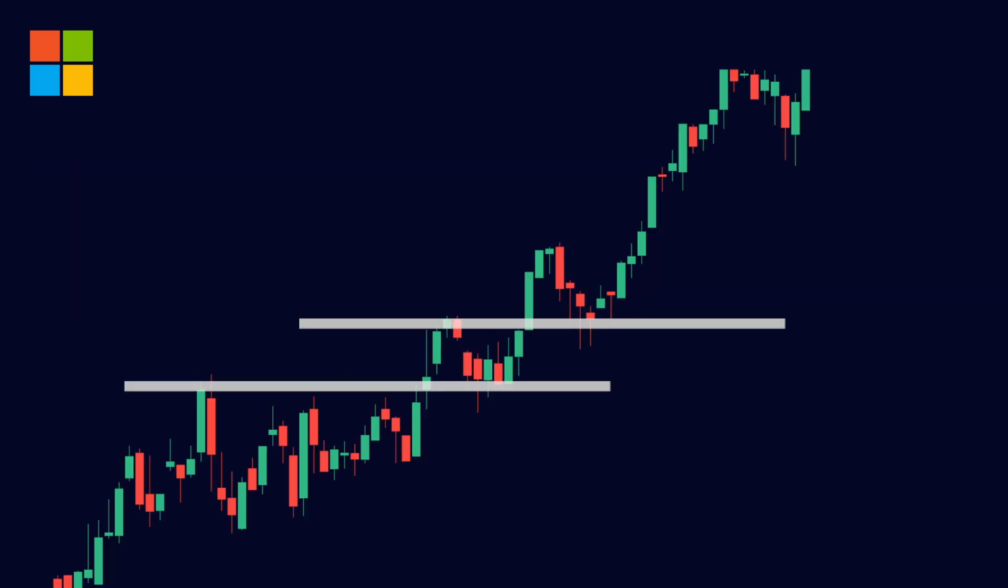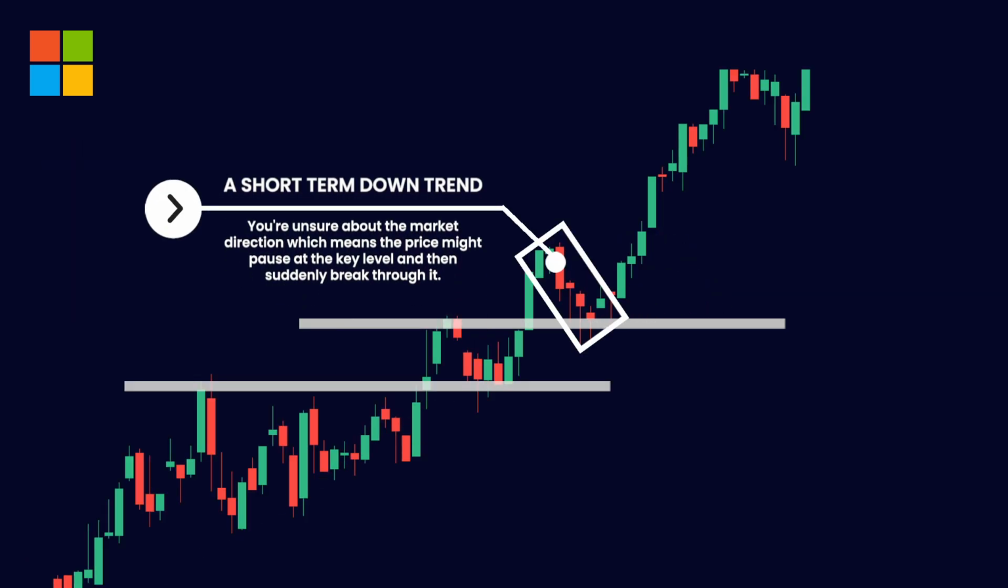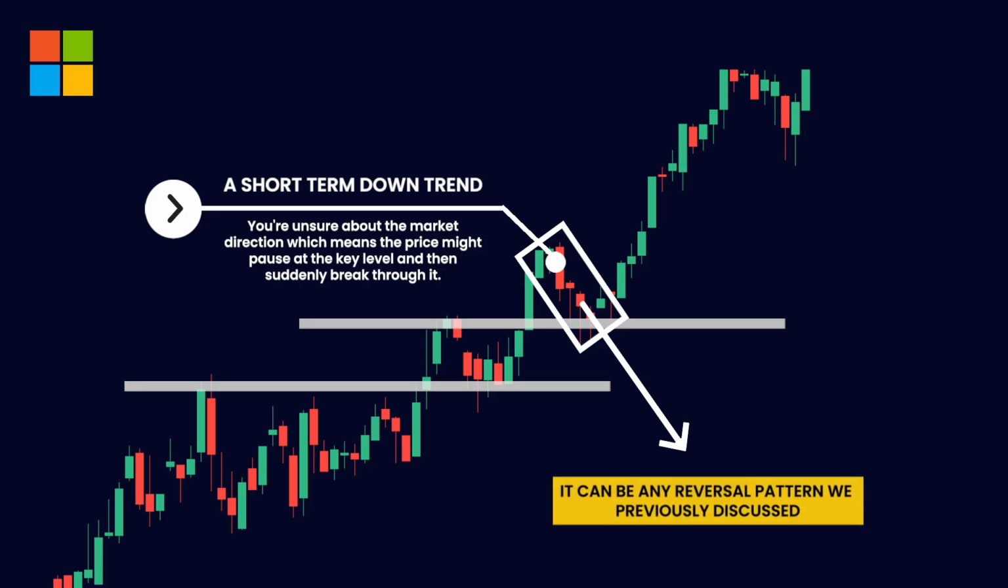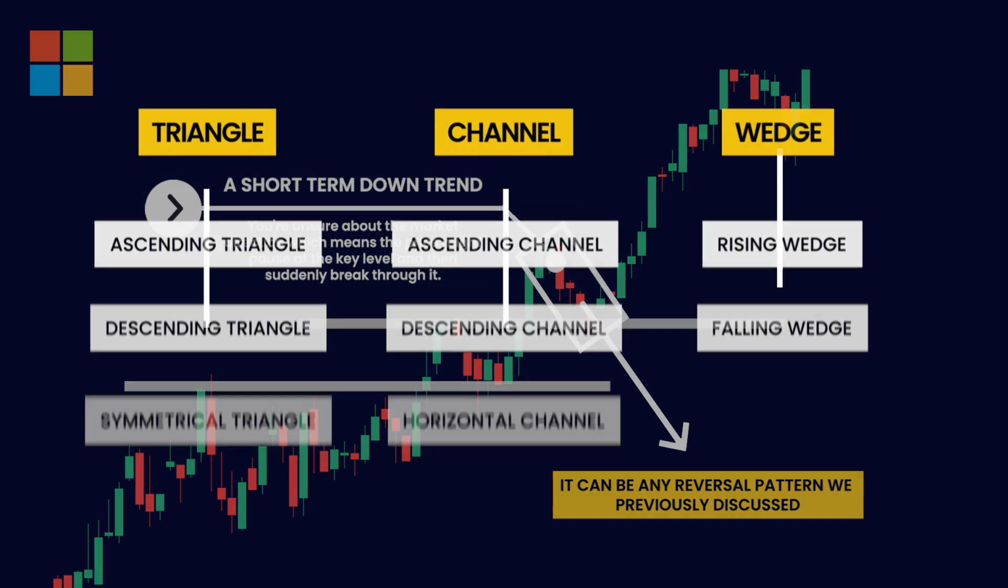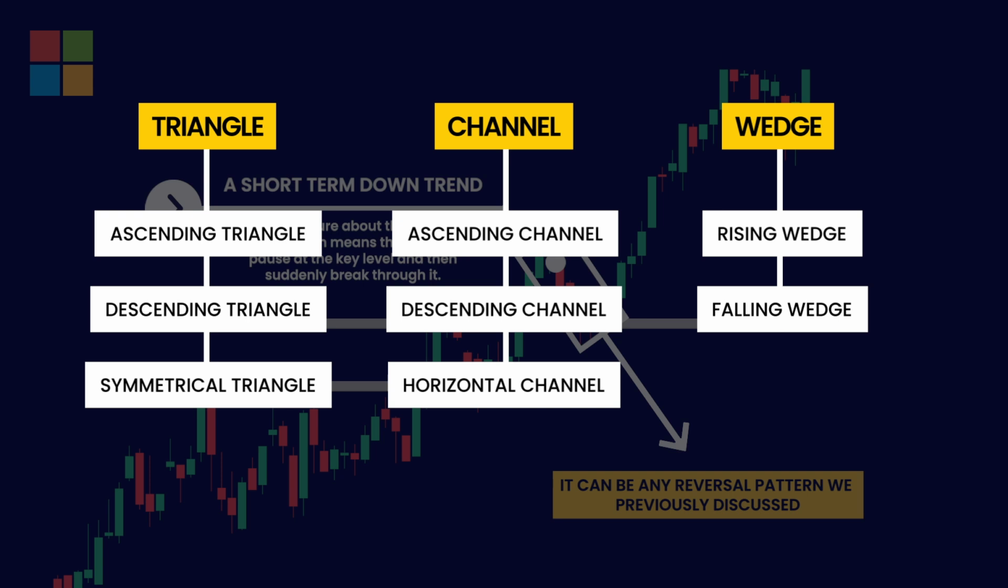Even though the broader trend is up, this pullback is technically a short-term downtrend, which means price could still break through and extend the move downward if the reversal fails. It's important to remember, the pattern inside that zone doesn't have to be a wedge, triangle, or channel. Any reversal pattern from this video can work here.